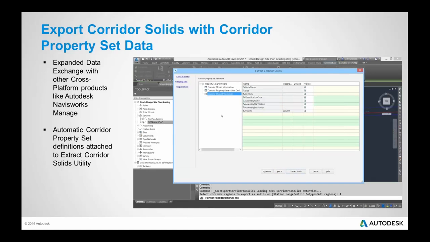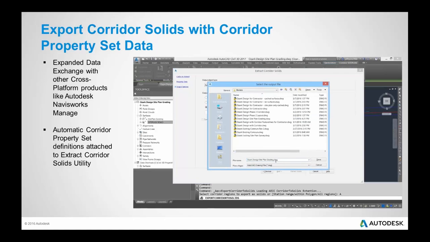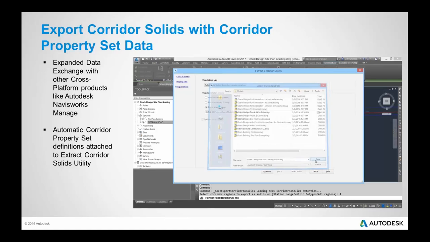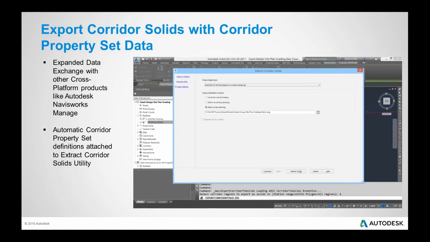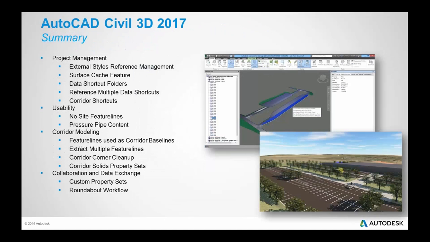This has all kinds of downstream benefits, be it quantifying in something like Navisworks, or if it's just pulling out the solids themselves, the visualization of solids is quite a bit better than the visualization of a corridor. So pushing into Navisworks, pushing into InfraWorks, a number of applications, an AutoCAD solid is quite a bit more flexible, way more stable, and more universal than a corridor. So another new feature that's definitely pretty cool there.